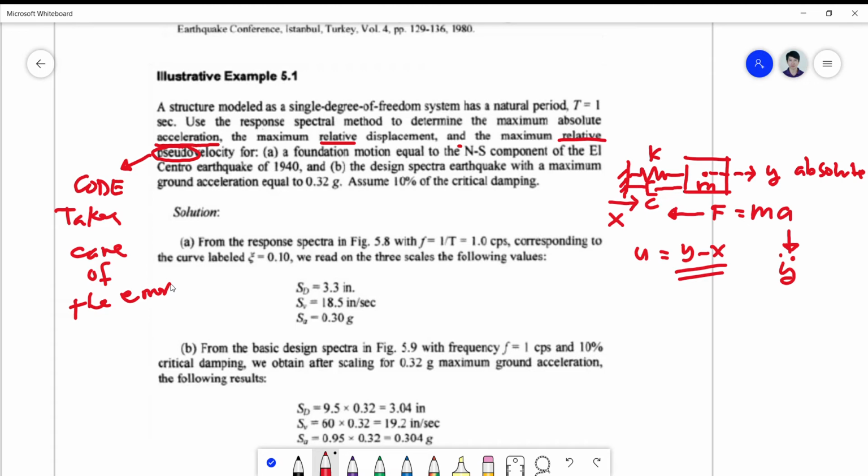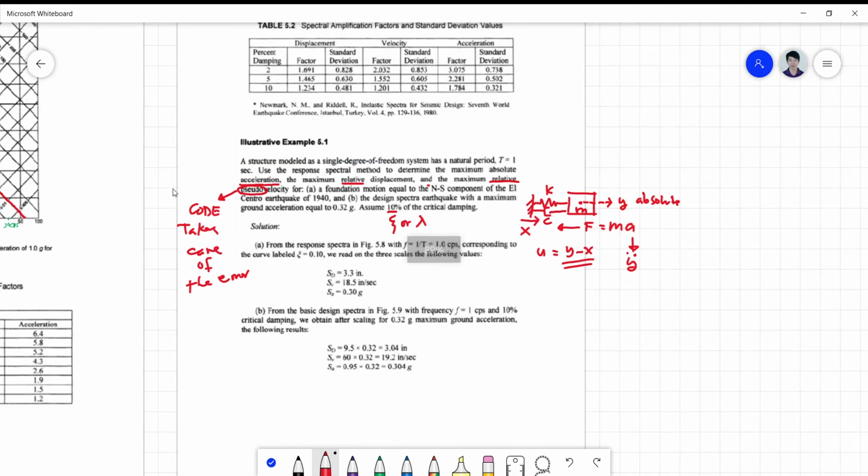Okay, so remember that, no? Okay, so a foundation motion equal to the NS component of the El Centro earthquake 1940 will be considered, and for letter B, the design spectral earthquake with the maximum ground acceleration of 0.32 g will be considered, assuming, of course, your lambda. So this is now the damping ratio, or sometimes I use the lambda there. Okay, so dito ang gagamitin natin yung NS component of the El Centro, figure 5.8. Okay, so let's look into figure 5.8.